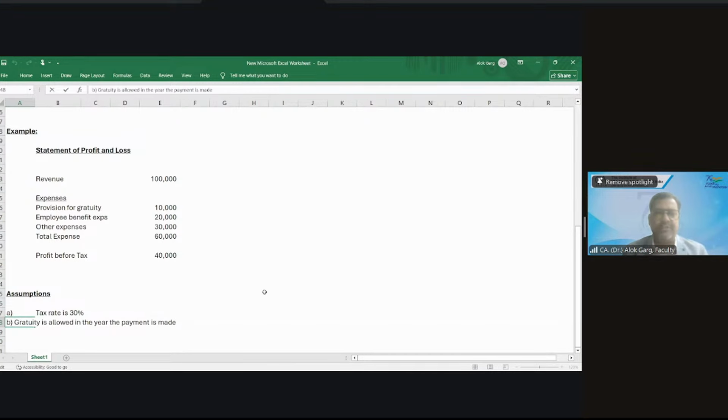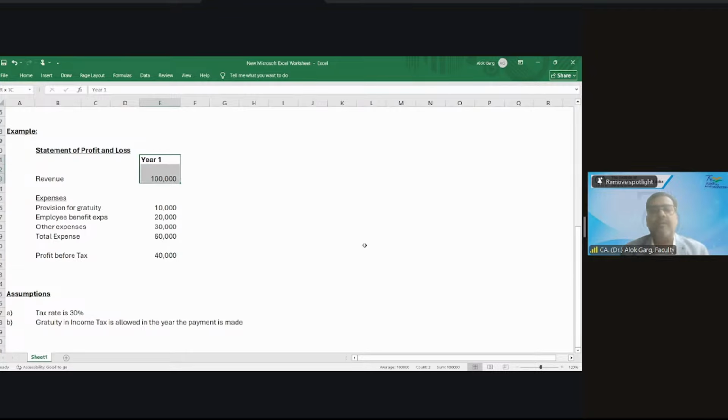Provision for gratuity in income tax is allowed in the year the payment is made. So whether provision for gratuity is allowed under income tax on the accrual basis? No, sir. It is allowed on the payment basis generally. Yes. So these two things are given, and this is year 1.